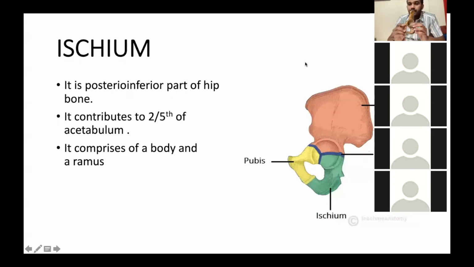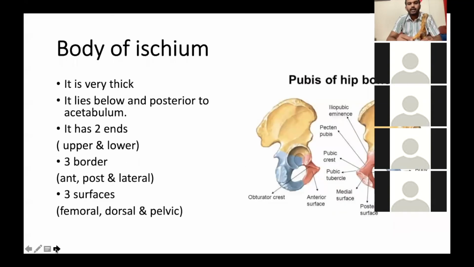Now here, this acetabulum is contributed by the ilium, ischium, and the pubis. Is it clear, everybody? And this ischium has two parts: the body of the ischium and the ramus of the ischium. Are you able to follow? This is the body of the ischium, and this is the ramus of the ischium. This entire thing is the body, and this is the ramus. Now the body of the ischium: if you see, this is very thick. Yes or no?